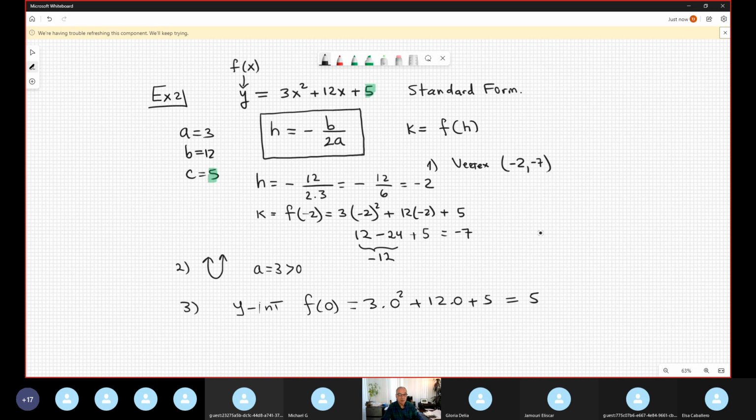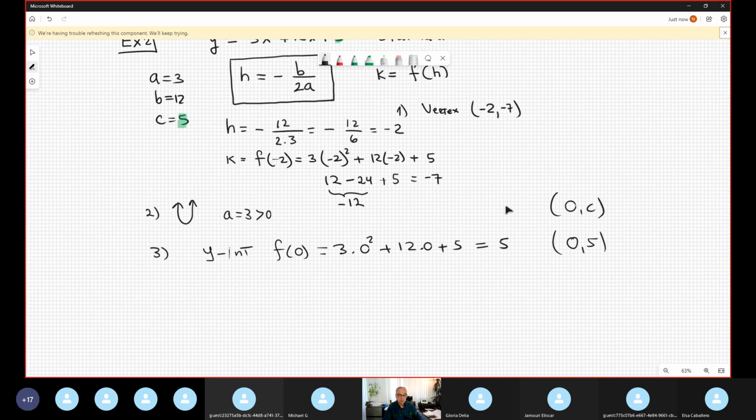You don't need to do any operation. It's a shortcut. The point is 0, 5. In general, 0, c value, if my equation is given in standard form. If my equation is not given in standard form, well, it's not too hard, but it's a little bit longer.